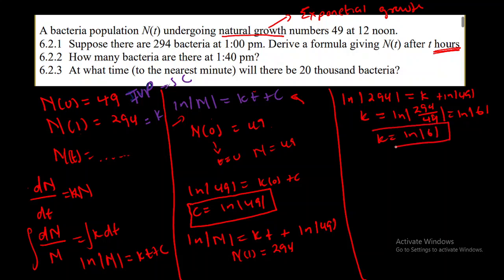We have got the value of k and the value of c. But remember what the question says. It says we must derive a formula N of T.